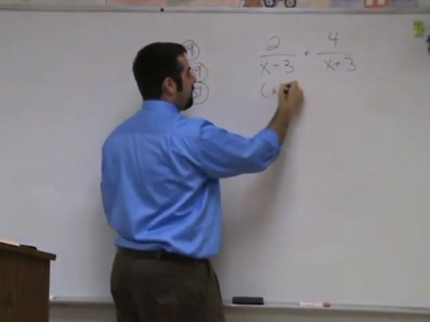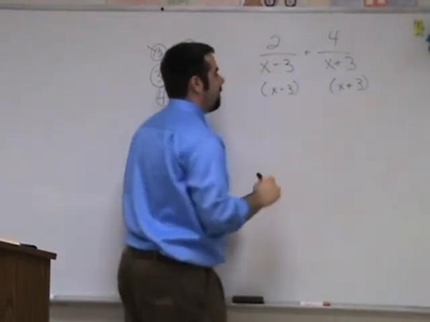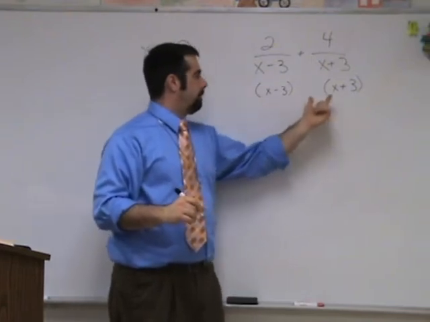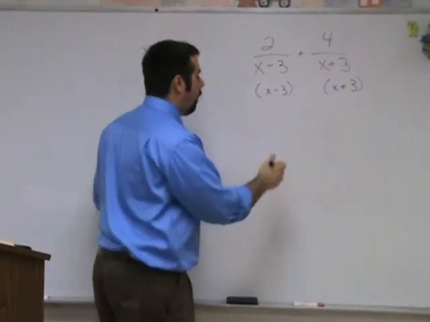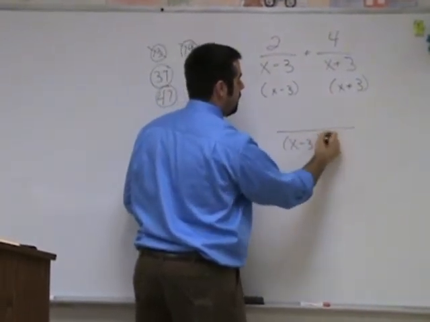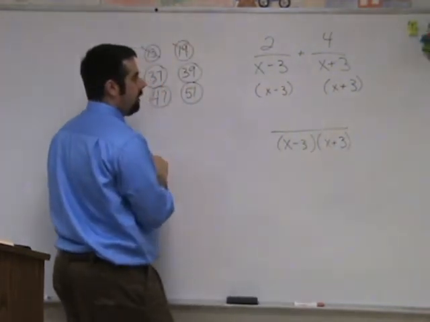So the factors of the first one are this. The factors of the second one are this. These numbers do not have anything in common. Okay? They're relatively prime. So therefore, my new denominator is going to be x minus 3 times x plus 3.